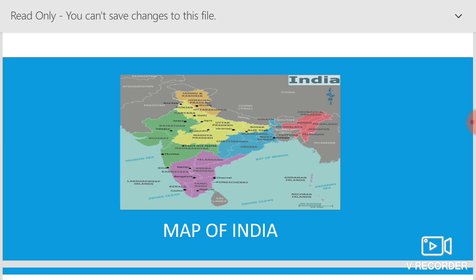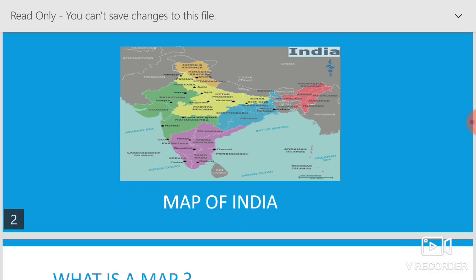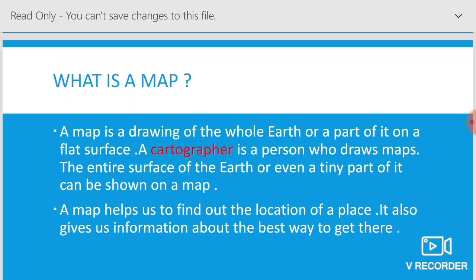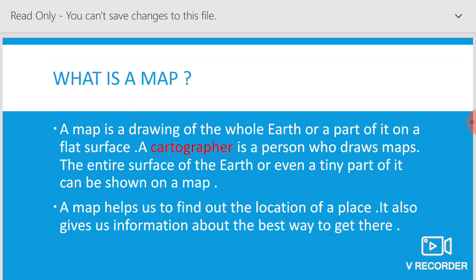Map of India. You can see? Yes. Okay. Now tell me, what is a map? A map is a drawing of the whole earth or a part of it on a flat surface. A cartographer is a person who draws maps. The entire surface of the earth or even a tiny part of it can be shown on a map.